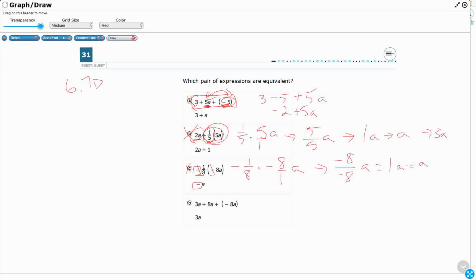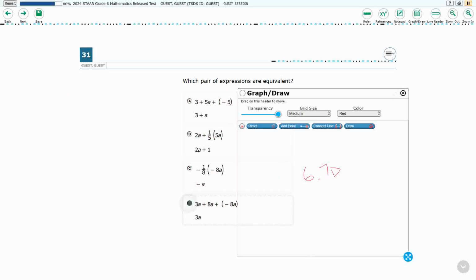Let's see, I've got a whole bunch of a's. Look what I've got here. I've got a 3a, but I've got a plus 8a and a plus negative 8a, which is the same as minusing 8a. Well, if I have an 8a minus an 8a, it just gets rid of itself, and look what you've got left. Just 3a. And both 3a's are correct.